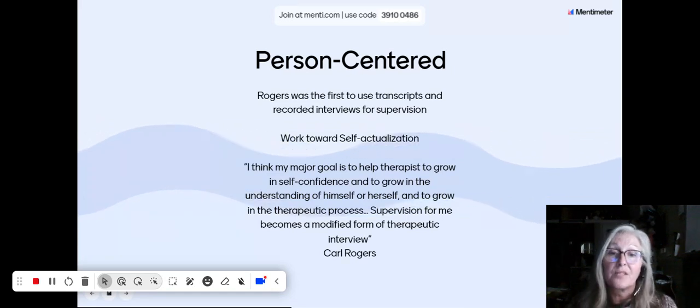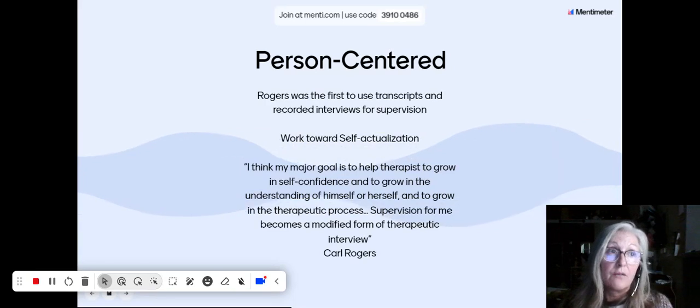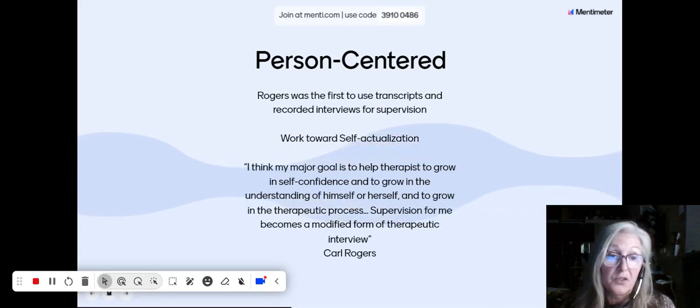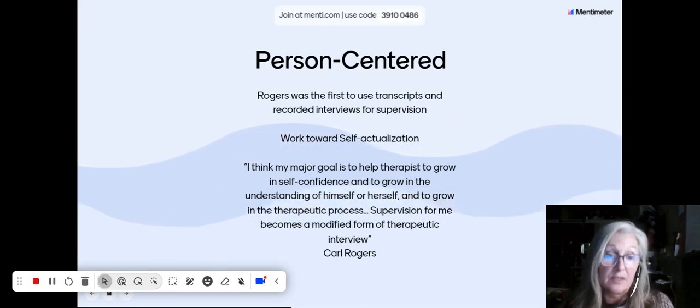So Carl Rogers really felt that the role of the clinical supervisor was a very important role, and how we helped clinicians develop was very important.